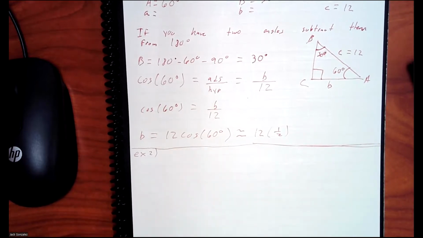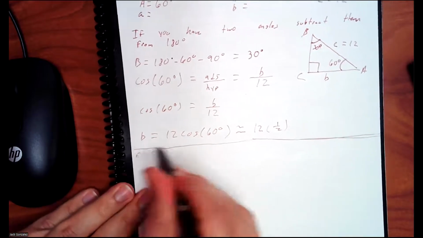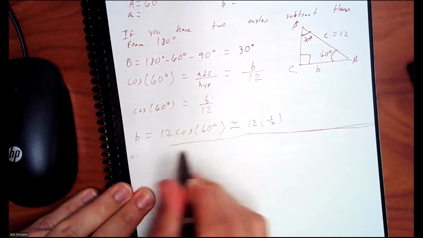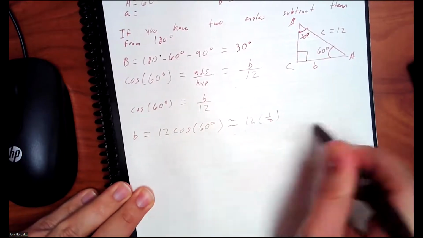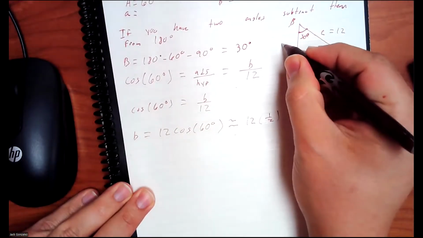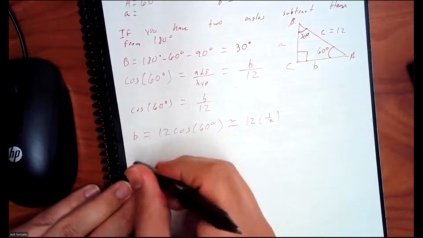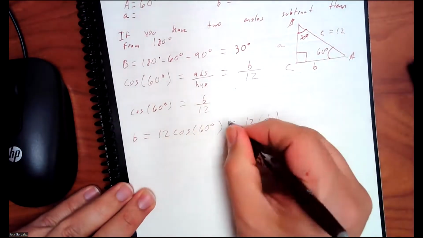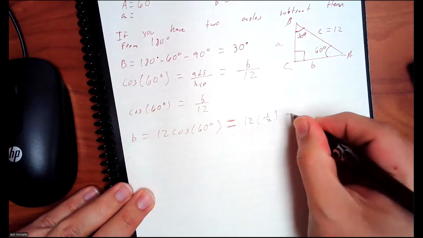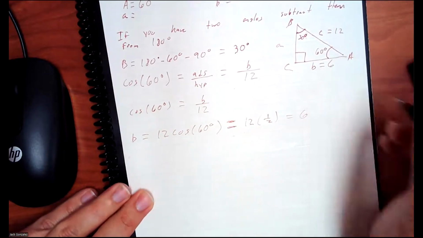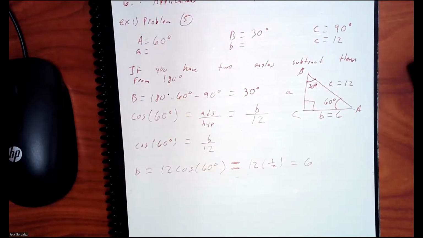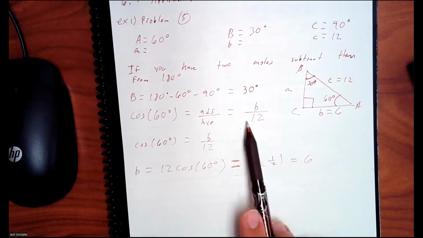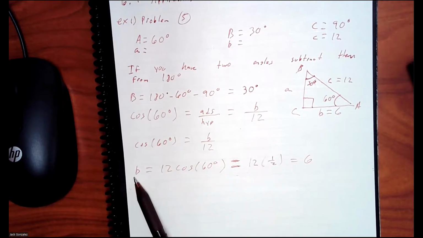Oh wait, this other piece, forgot about it. We got B, right? We need the missing side. What do we need? A. Does that idea make sense, how we set it up? You see how we got this set up here and how we got B?